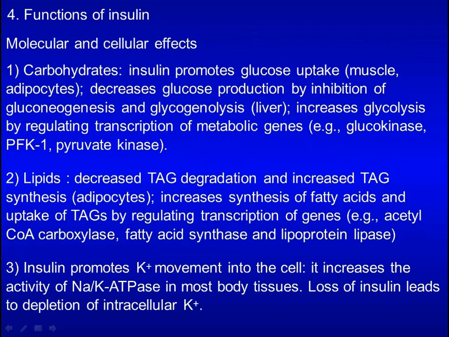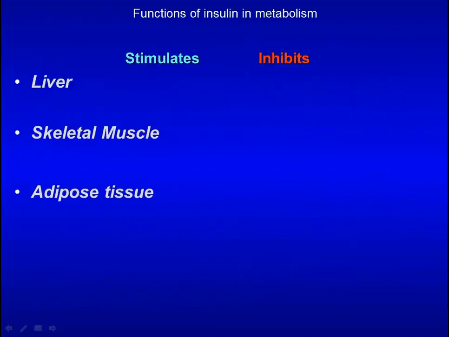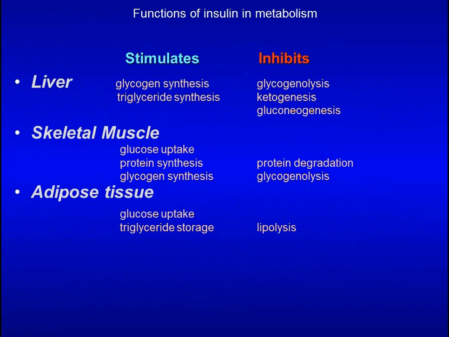Insulin regulates metabolism of carbohydrates and lipids, as we have seen in early chapters. Insulin also promotes potassium movement into the cell by increasing the activity of sodium-potassium ATPase. Insulin promotes anabolic processes and inhibits catabolic processes.